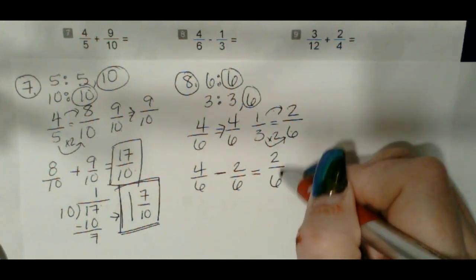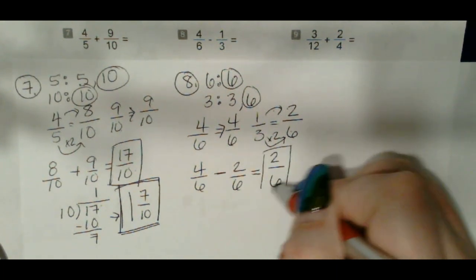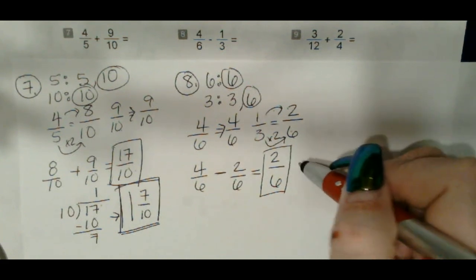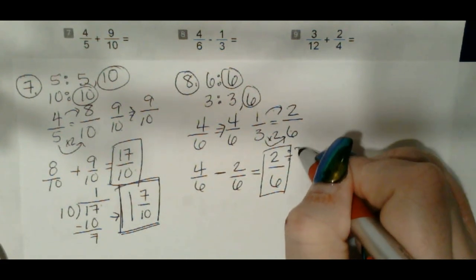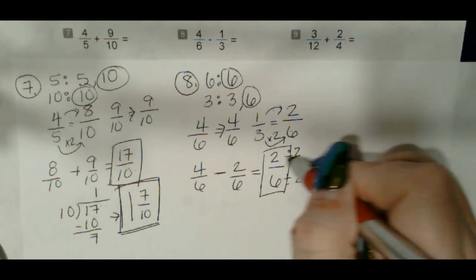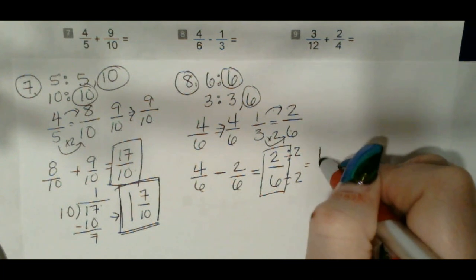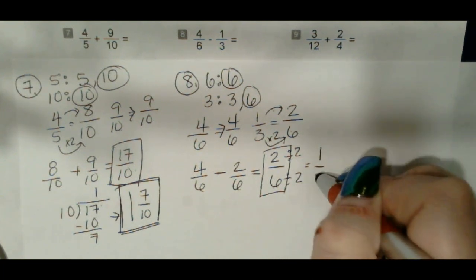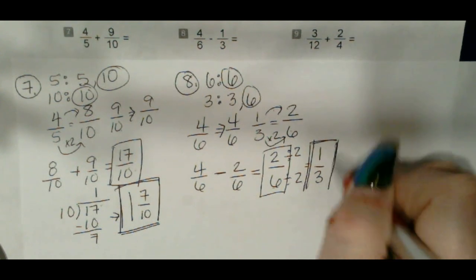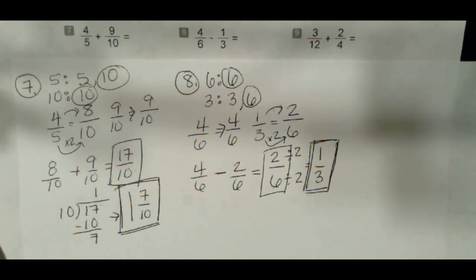Well, they're both even, so this would be our final answer, but we always try to reduce if we can. So I'm going to try to reduce by our numerator. I'm going to divide the top and bottom by 2. 2 divided by 2 gives me 1. 6 divided by 2 gives me 3. So my final most answer is 1/3.